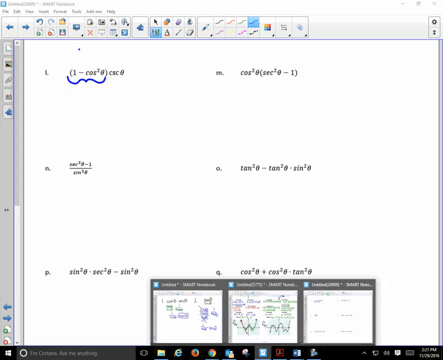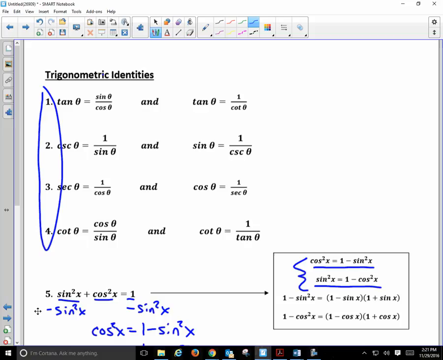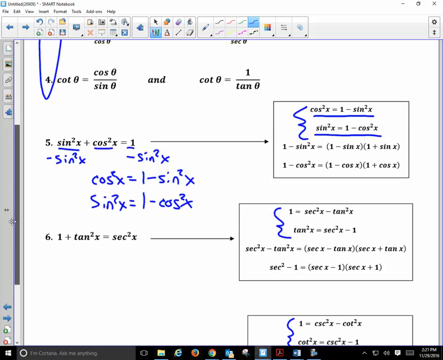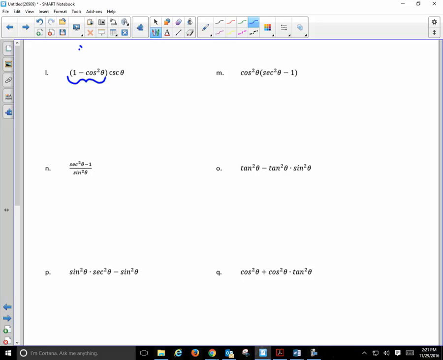Now, I can't find this for you on the test. All I can do is give you the sheet of paper, and hopefully you're able to reference that if you see a 1 and a cosine squared, you're probably looking at section 5. And if you look over here, you see the 1 minus cosine squared, sure enough, is sine squared. So instead of writing 1 minus cosine squared, I'll write sine squared. That's what I'm going to simplify now.